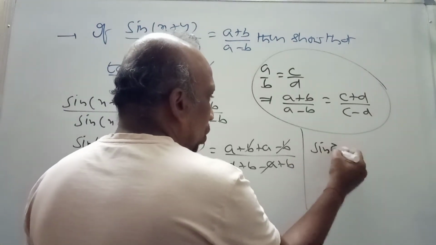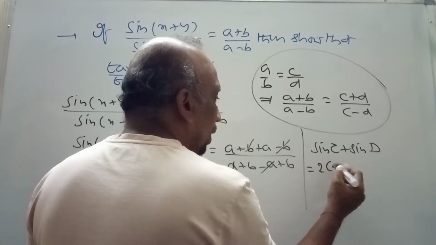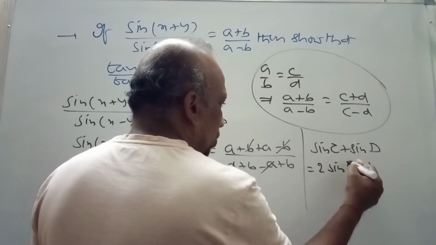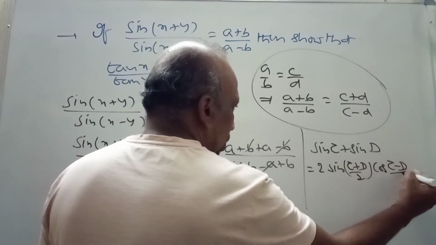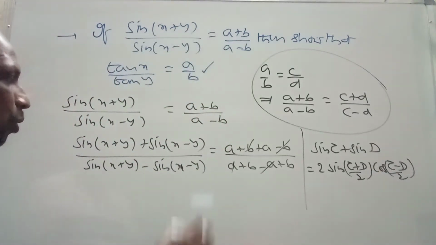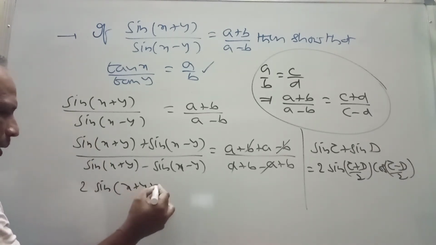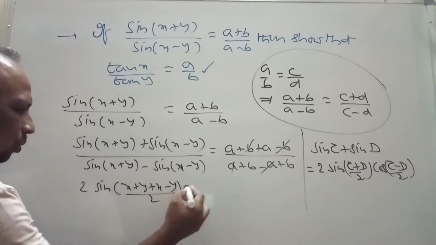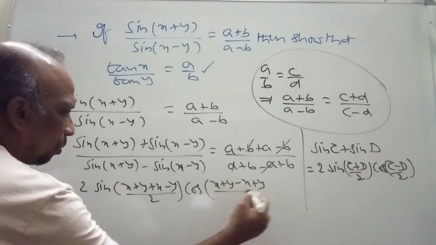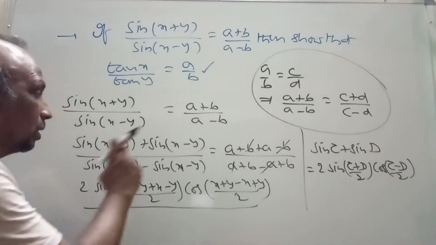When they are talking about sin c plus sin d, we have the formula 2 sin (c plus d) by 2 into cos (c minus d) by 2. So this is the formula for sin c plus sin d. If I use that formula here, I can write 2 sin (x plus y plus x minus y) by 2 into cos (x plus y minus x plus y) by 2.